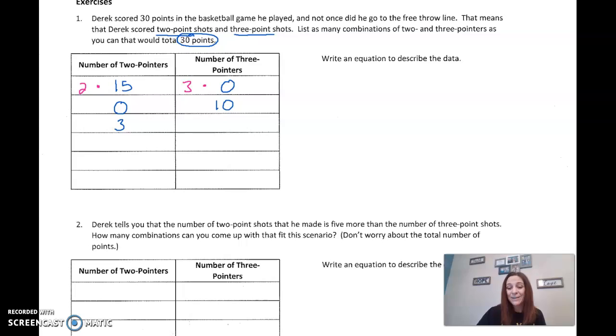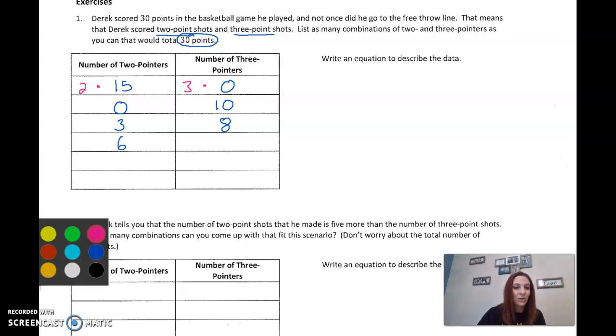3 times 2 is 6. So that would be 24 points left if we did 30 minus 6. And that means there would be 8 3-point shots, because 8 times 3 is 24. Plus the 6, that's 30. Another combination would be 6 2-point shots. That would be 12 points.